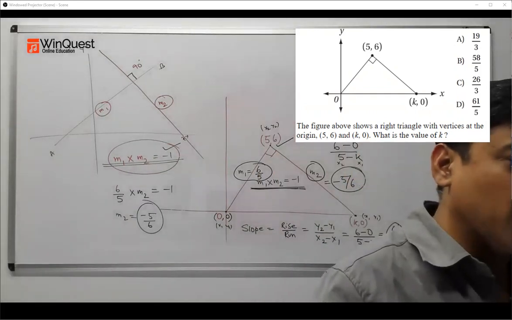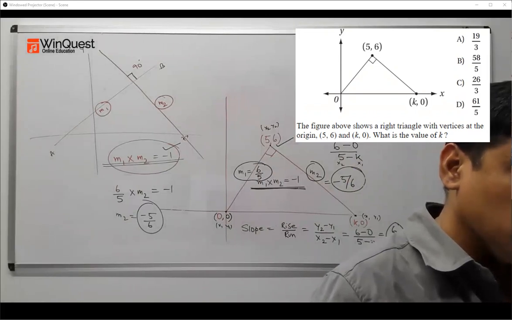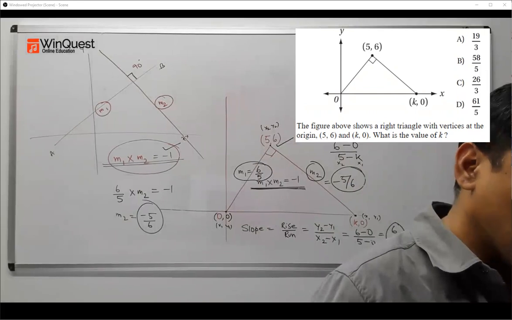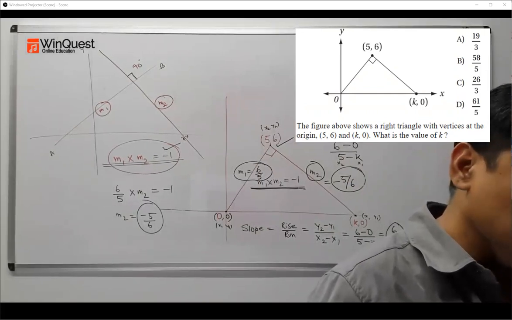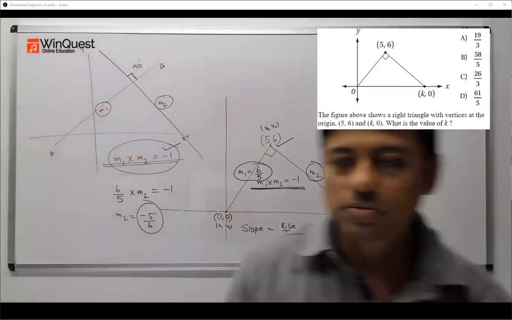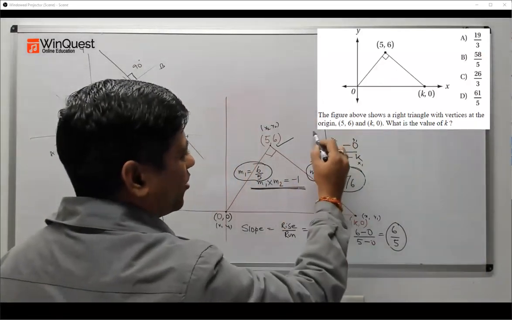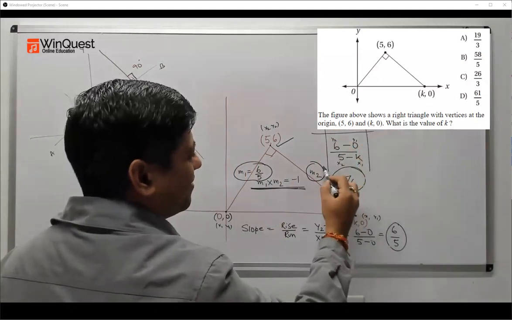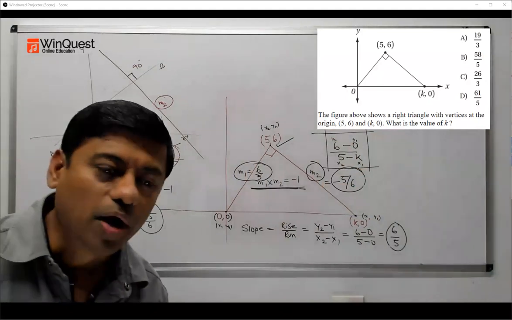Did I do the rise over run formula correctly? Yes or no, please? Did I calculate the rise over run properly? This is rise over run. Yes, sir. Which gives me what?